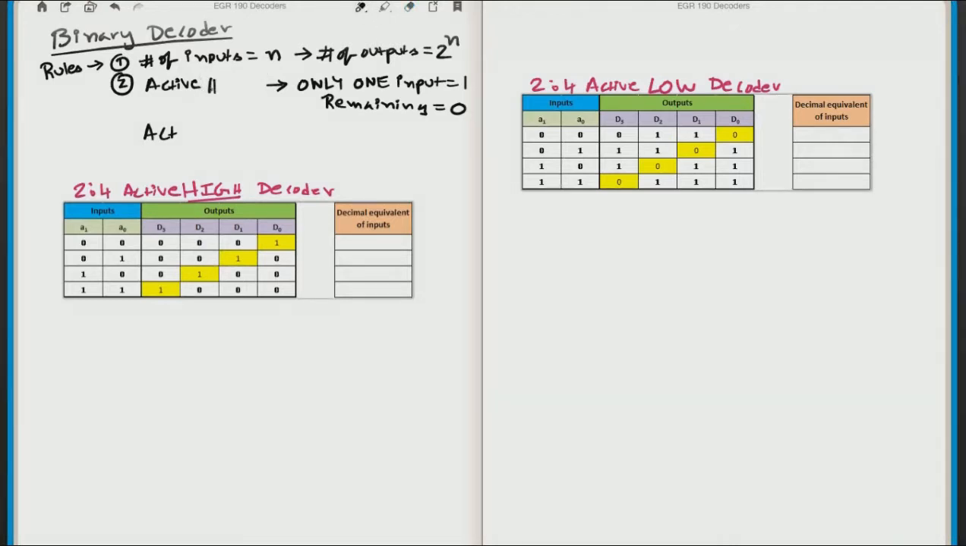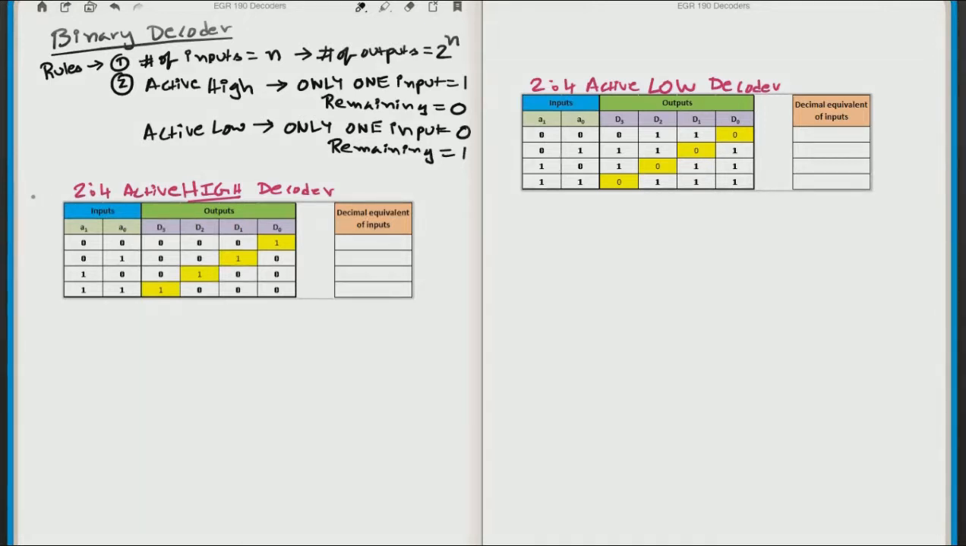If it is an active high, only one input equals 1. If it is an active low, only one input equals 0. The remaining should be equal to 1.